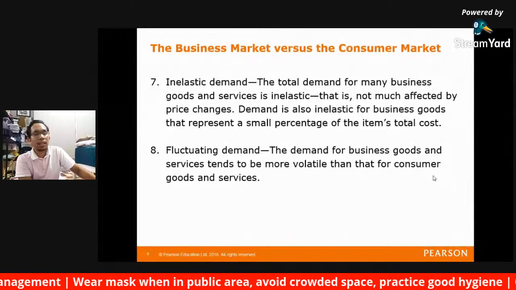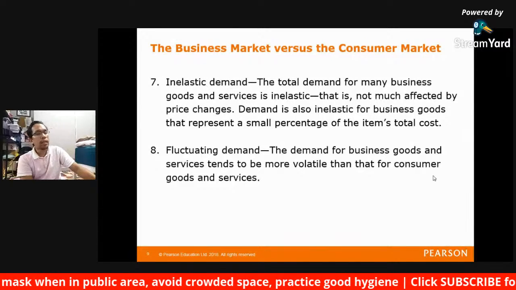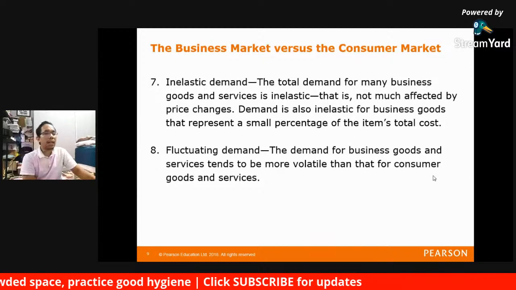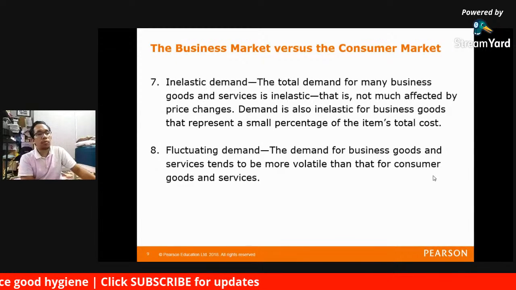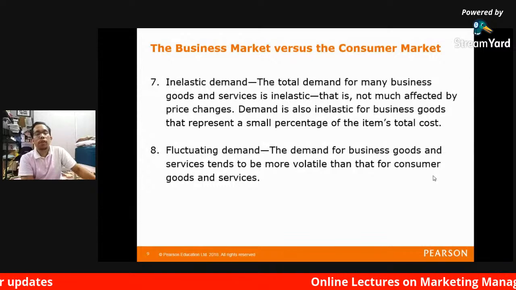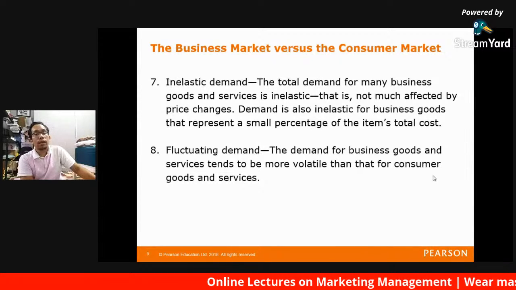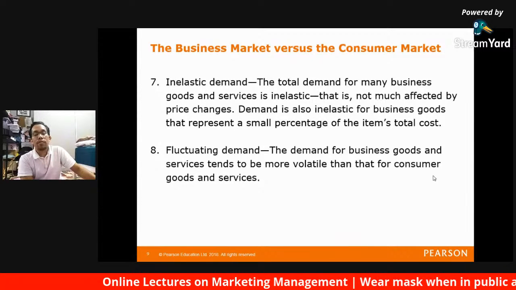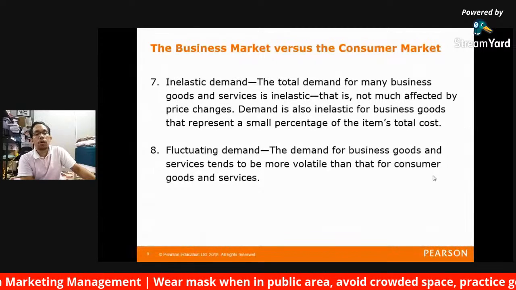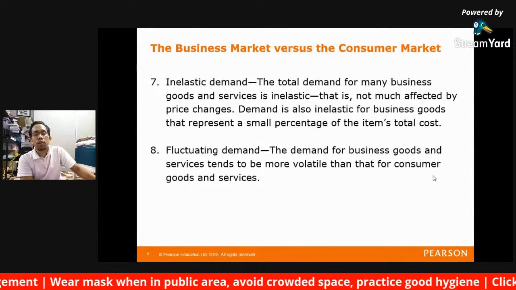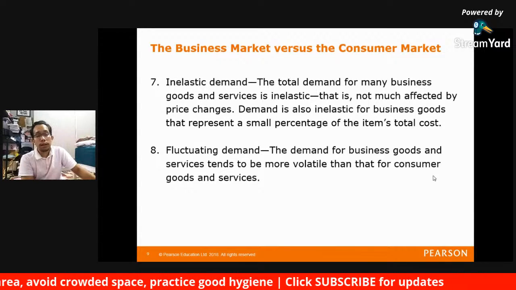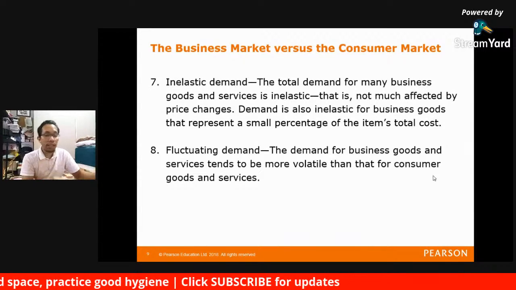8, the fluctuating demand. Okay, the demand for business goods and services tends to be more volatile than that for consumer goods and services. Okay, because of the fluctuating demand, it's very significant to know how your consumer market behaves, if you are a seller or what you call a retailer.